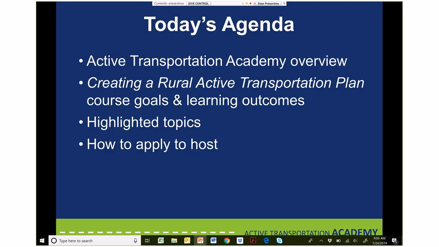Today's agenda is to first give you an overview of the Active Transportation Academy itself, to refresh your memory or to fill you in if this is your first exposure to it. Then we will talk about the course goals and learning outcomes for the actual Rural Active Transportation Plan course.